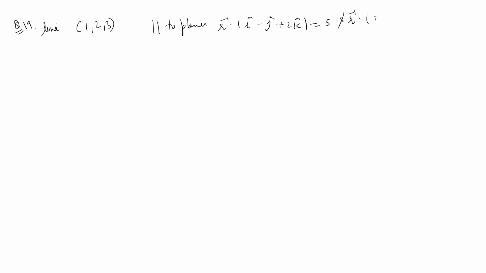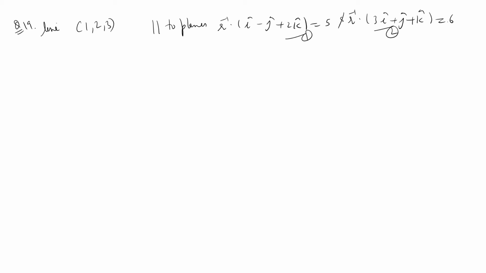Question number 19. Question number 19 says find the vector equation of the line passing through a given point and parallel to the planes r · (i − j + 2k) = 5 and r · (3i + j + k) = 6. So this line is passing through this point and parallel to these two planes.